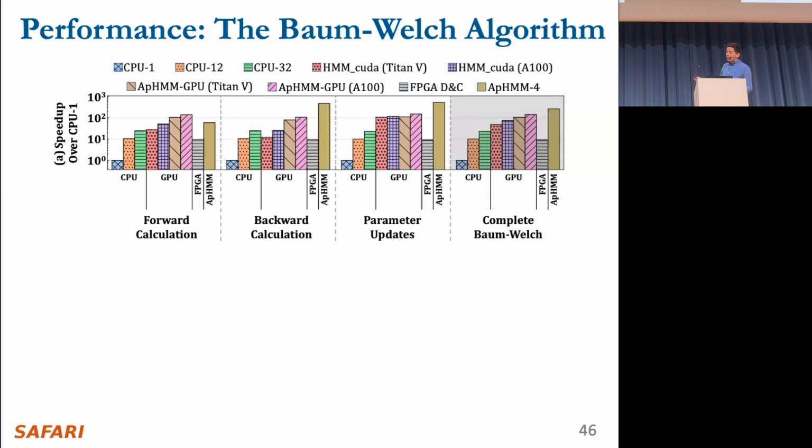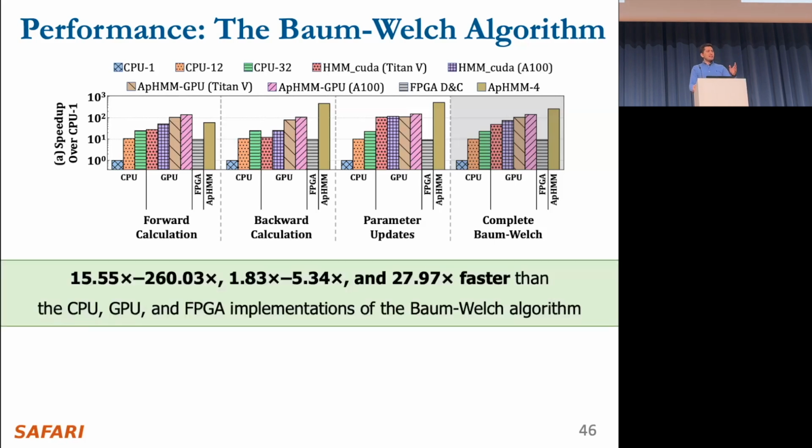This figure shows the speed up that each implementation achieves over the single-threaded CPU implementation. We have each step in the Baum-Welch calculation here: forward calculation, backward, and parameter update step. And this is the entire Baum-Welch algorithm. What we really see is that ApHMM provides significant speed ups of up to 260x, depending on the baseline, compared to CPU, GPU, and FPGA implementations of this particular kernel.